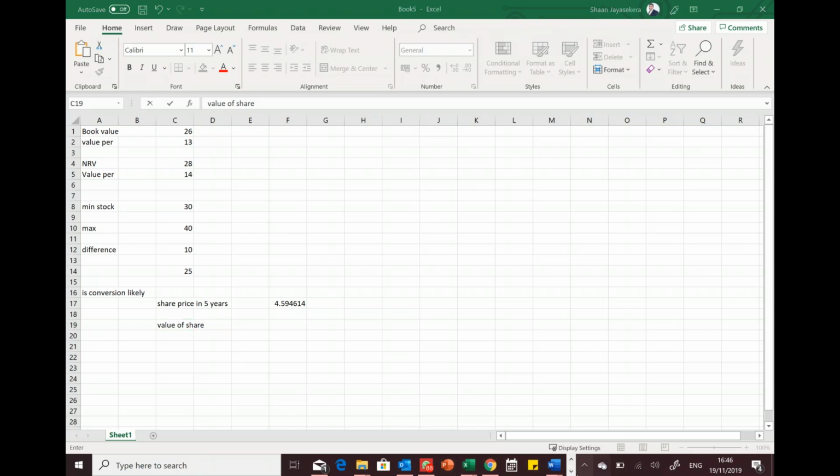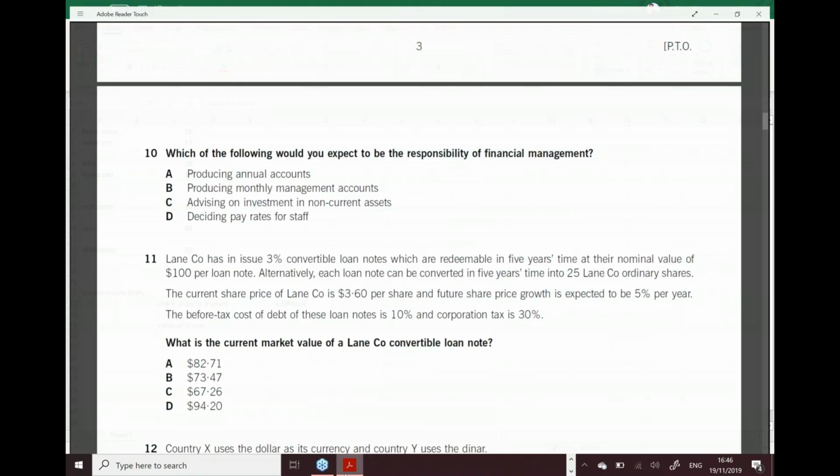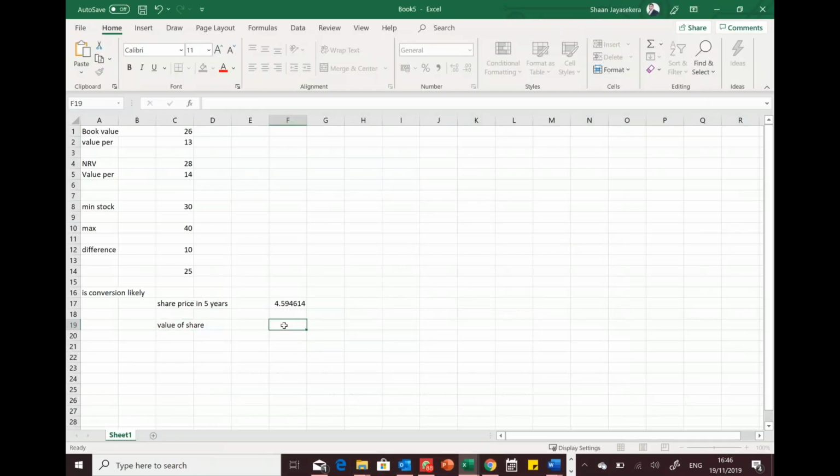So how many shares am I going to get through this? Well, the answer is I will be getting 25 shares. So it will be 25 into 4.6, so it will be 114. If not converted, I will get 100. So you will notice conversion is likely. So if the conversion is likely, you're going to get something like this now.